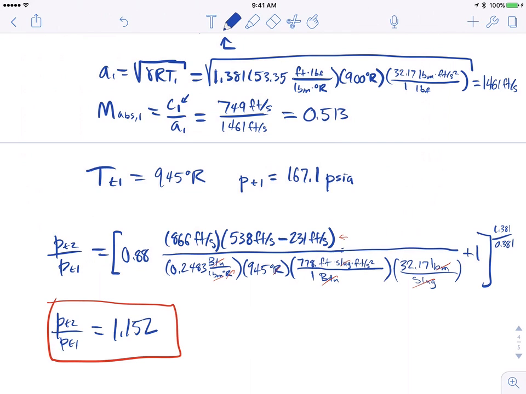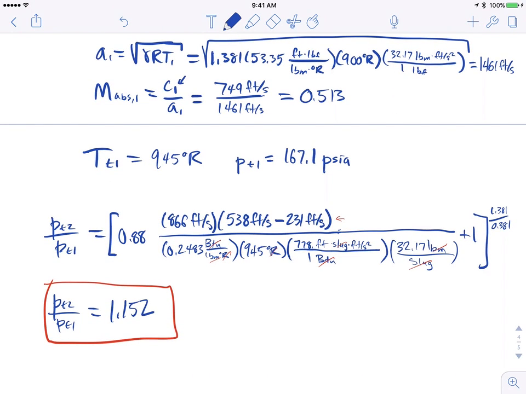If we also want to know the actual exit total pressure, we can put in that PT2 is going to be equal to, of course, that ratio times PT1, so 1.152 times 167.1 psia. So we get that our discharge total pressure here is going to be 192.5 psia.